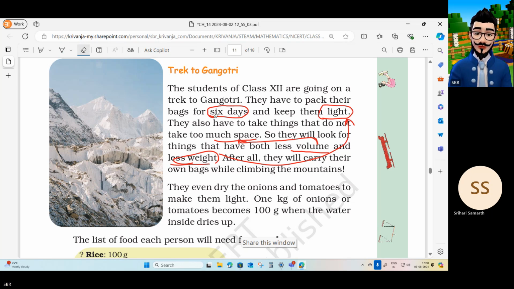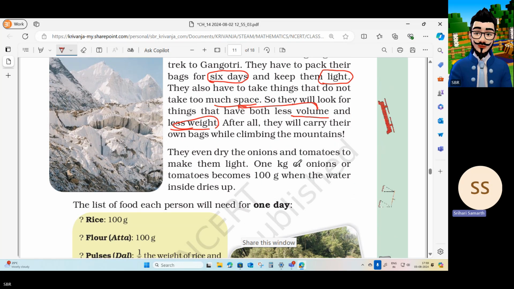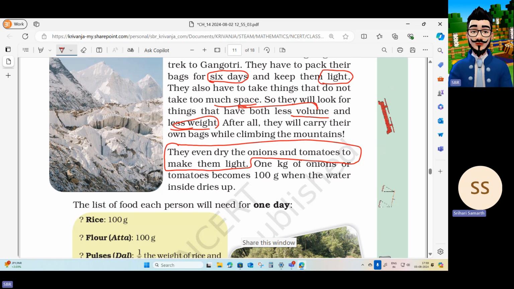Next, read it. After all, they will carry their own bags while climbing the mountains. They even dry the onions and tomatoes to make them light. Why do you think it will make them light if they dry it? Because when it's not dry, it will contain more water. Very good, super good. Next, read.